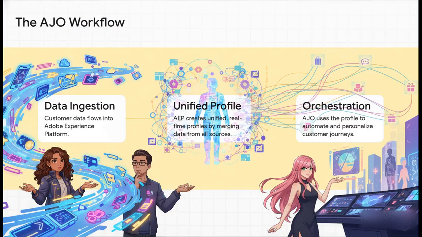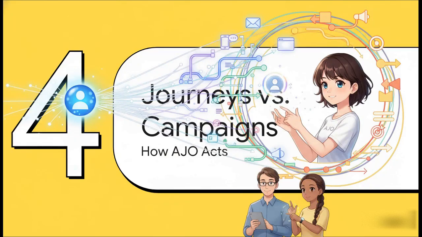And this just breaks down that workflow perfectly. So step one, all that data flows into the AEP foundation. Step two, AEP takes that data and builds this living, breathing, real-time customer profile. And then finally, step three, the AJO engine kicks into gear using that rich profile to orchestrate the absolute perfect customer journey. It's a beautiful system. Okay, so we established that AJO has access to this incredible unified data. But what does it actually do with it? How does it turn all that data into a real conversation?